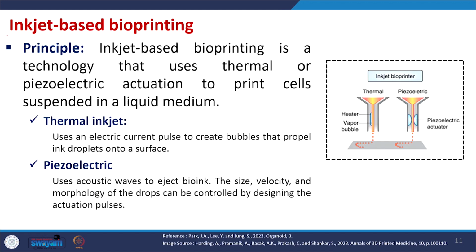The first one is inkjet based bioprinting. So, the principle of the inkjet based bioprinting is it uses a thermal or piezoelectric actuation to print the cells suspended in a liquid medium. In the thermal inkjet, it uses an electric current pulse to create the bubbles that propel ink droplets onto the surface. And in case of piezoelectric, it uses acoustic waves to eject the bio ink. The size, velocity and morphology of the drops can be controlled by actuation pulses.